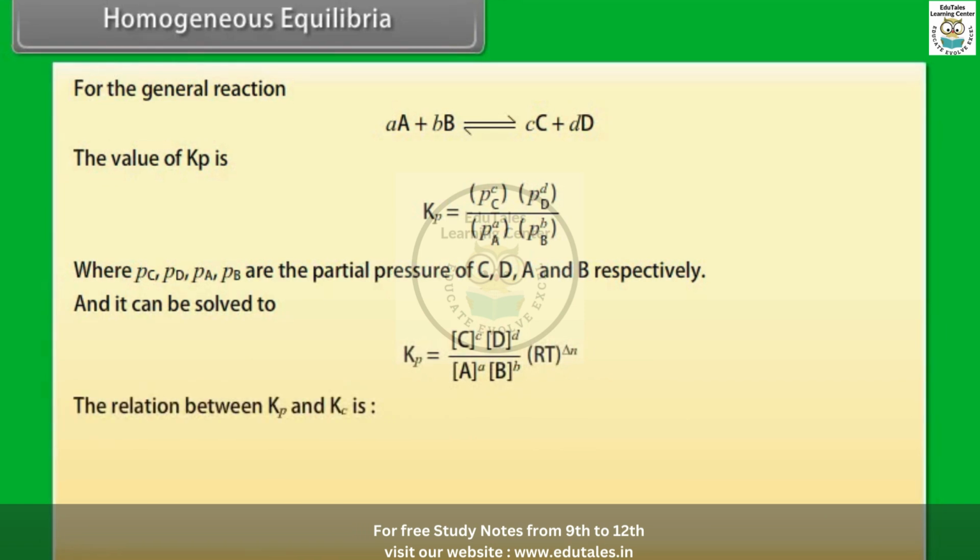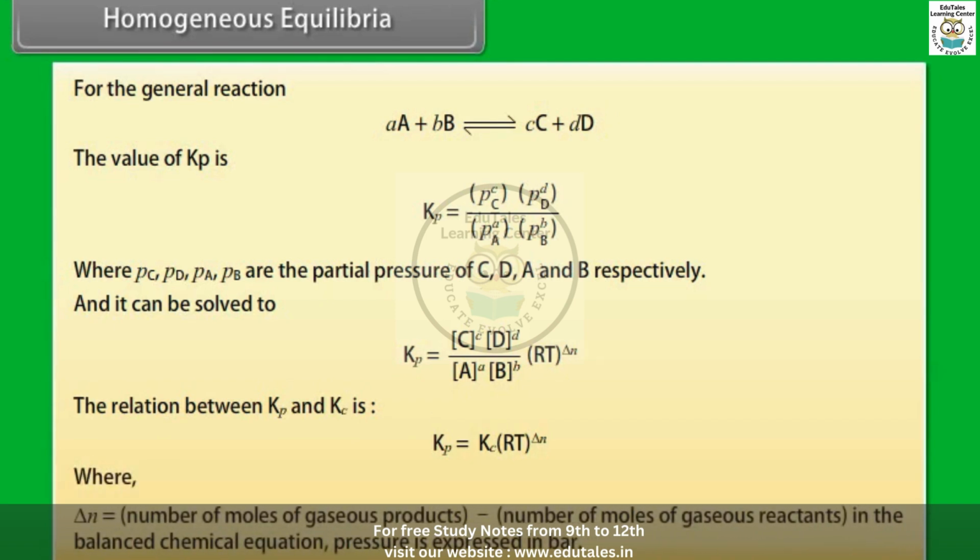the relation between Kp and Kc. Kp is equal to Kc into RT raised to the power delta N, where delta N is equal to the number of moles of gaseous products minus the number of moles of gaseous reactants in the balanced chemical equation. Pressure is expressed in bar.